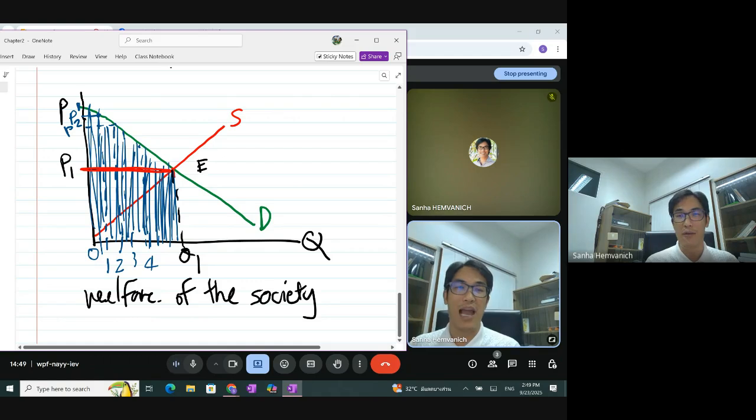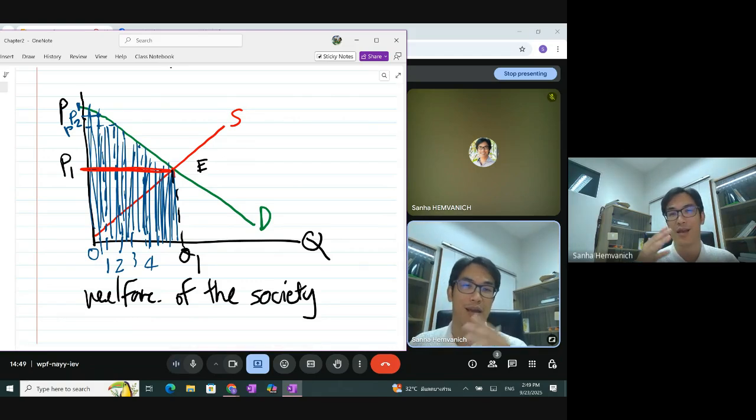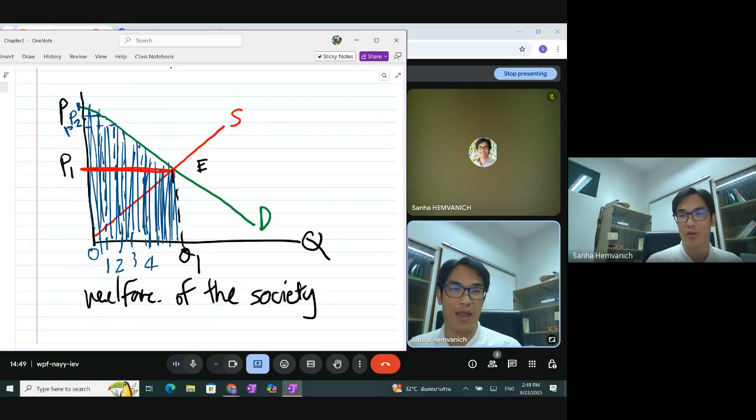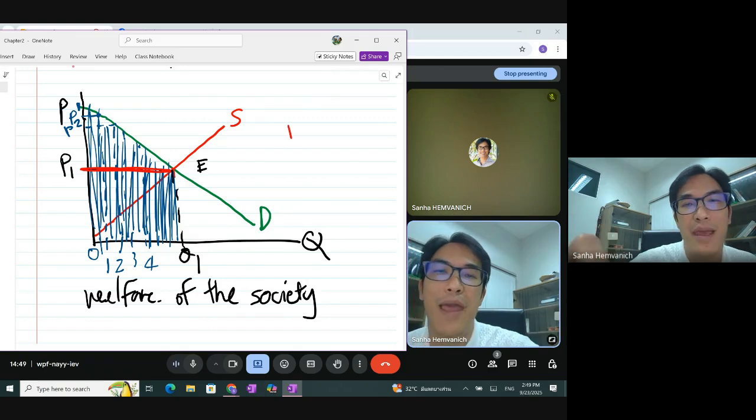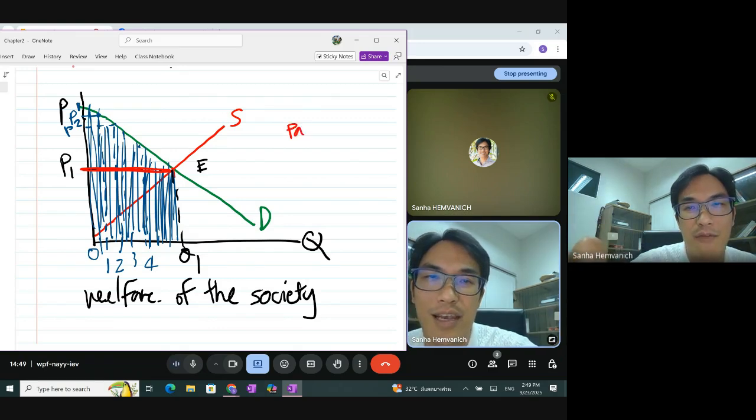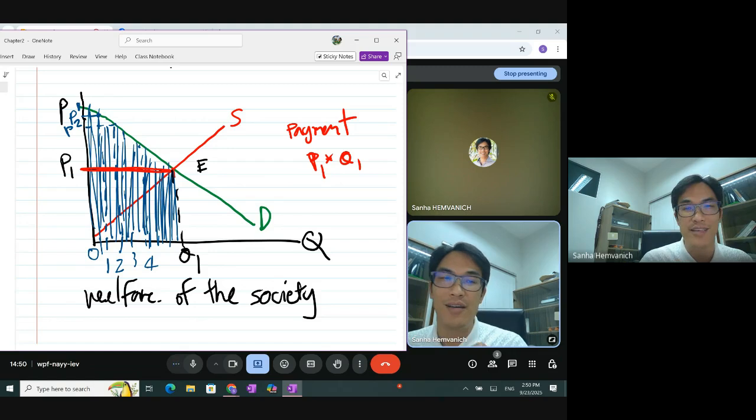Okay, how much do you pay? If you pay P1 per unit of good, and you have Q1 units, the total payment that everybody has to pay is just P1 times Q1, or the area of this rectangle.